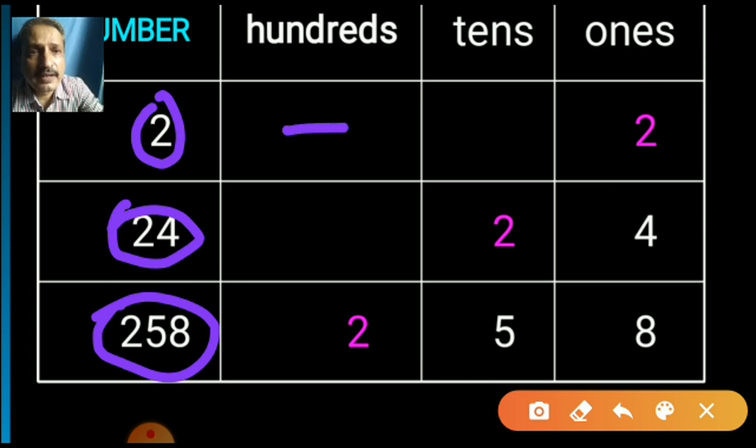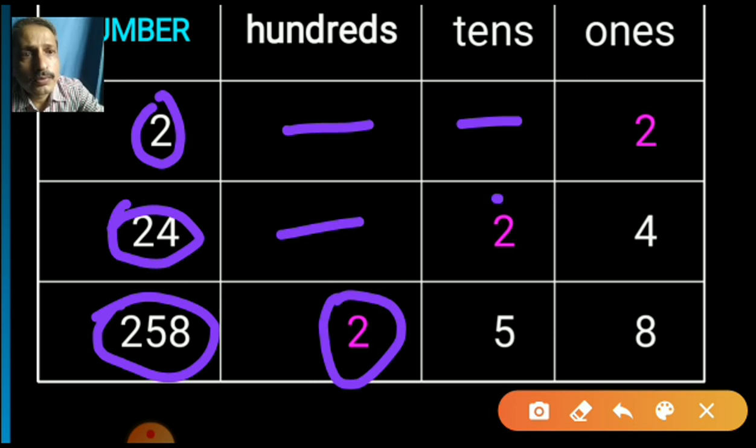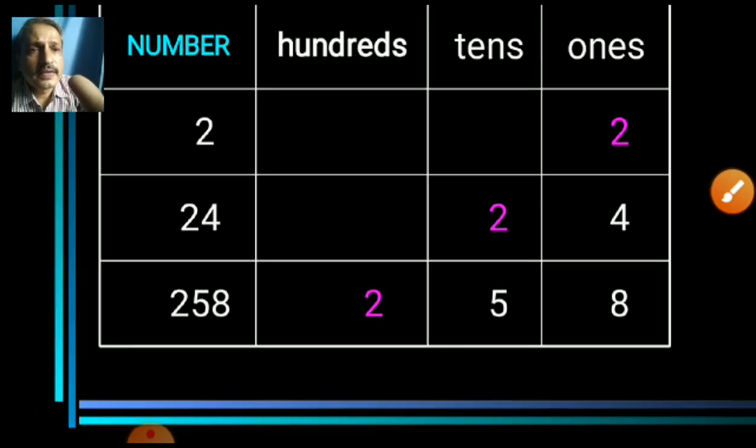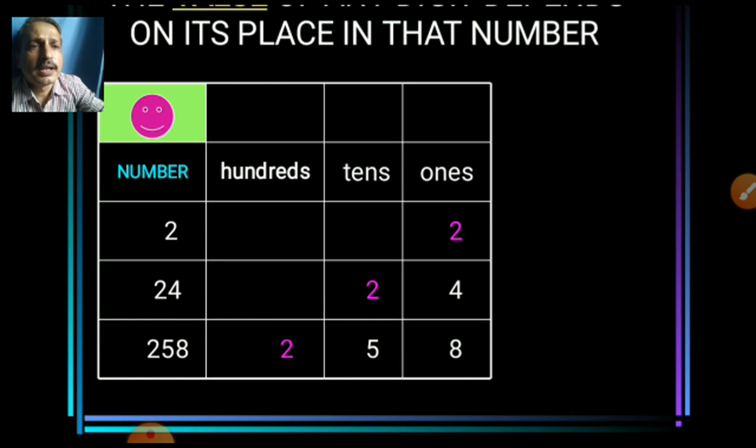See, in the first number, how many hundreds are there? Dash. Tens are dash, ones are 2. In the second number, is any 100 there? No, dash is there. 2 tens are there? Yes, 2 tens are there, and 4 ones. Now the third number, how many hundreds are there? 2 hundreds. Tens are 5 and ones are 8. I purposefully used colors for the 2s. In the first, 2 is in the ones place. The second 2 is in the tens place, and the third 2 is in the hundreds place. Clear? So each time the value is different. Understood? Yes, correct.